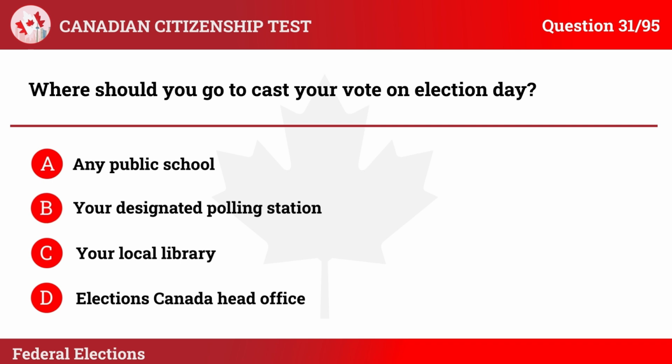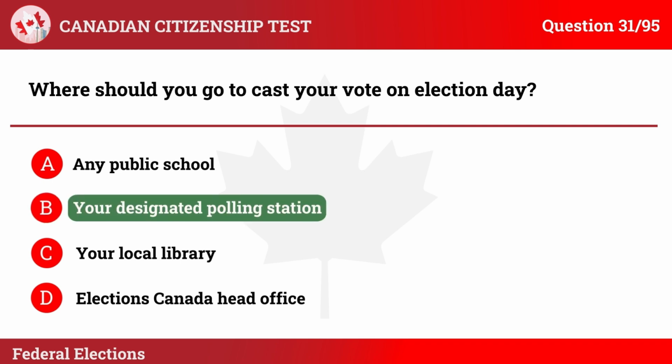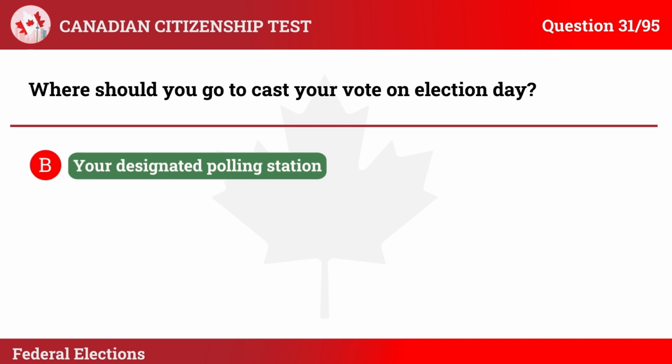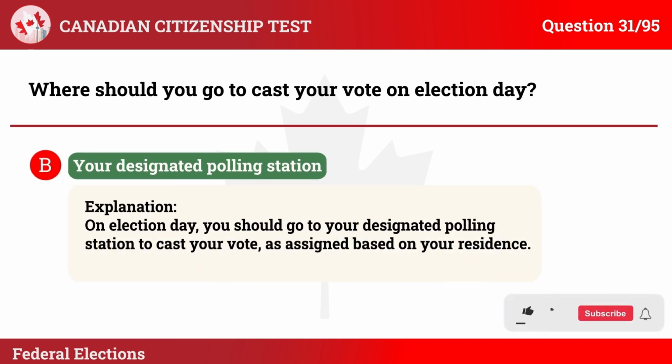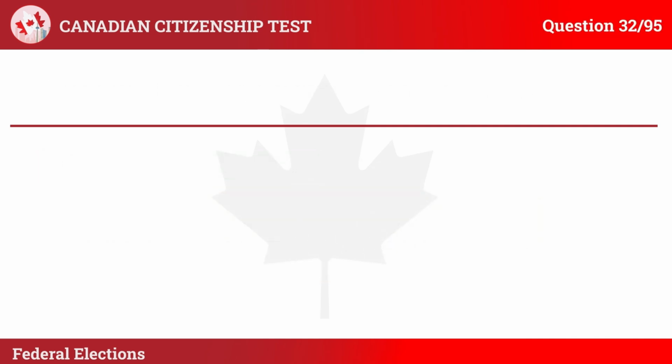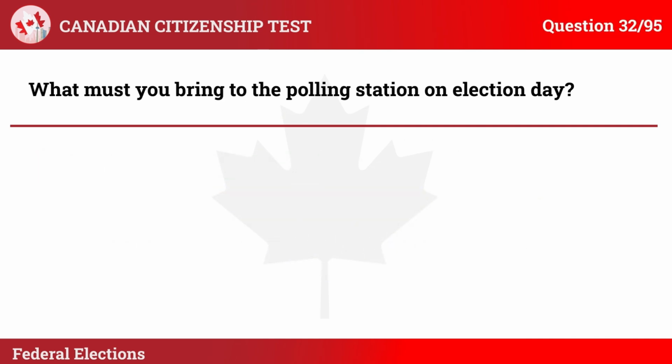The correct answer is B. Your designated polling station. Explanation: On election day, you should go to your designated polling station to cast your vote, as assigned based on your residence. Question 32. What must you bring to the polling station on election day?